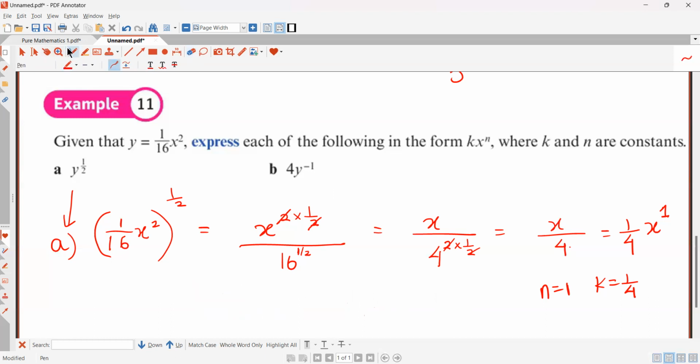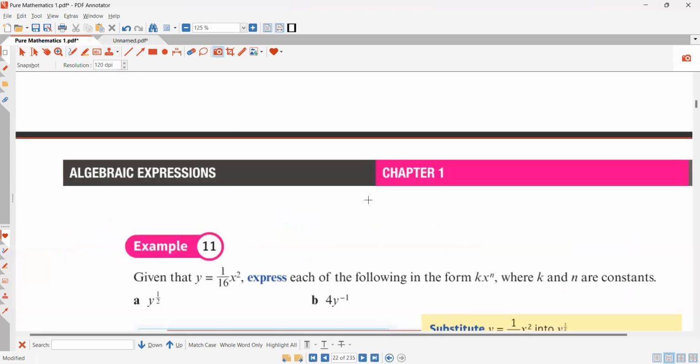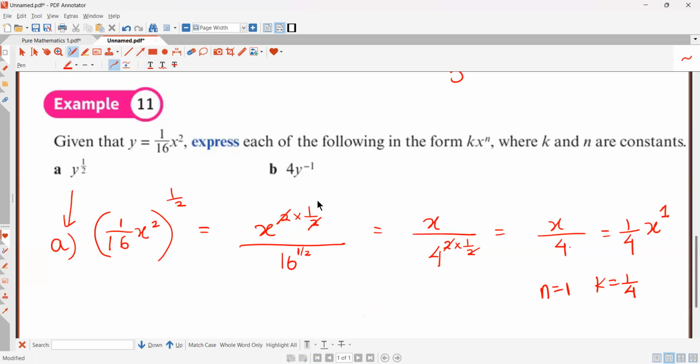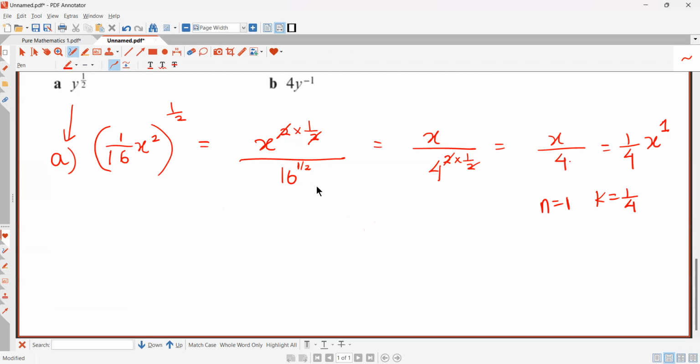Is this understood? n is equal to 1, k is equal to 1 by 4. Everyone? Okay, fine. Then, okay, sorry. Then what is the next question they asked me? 4y raised to minus 1. Again, good question.